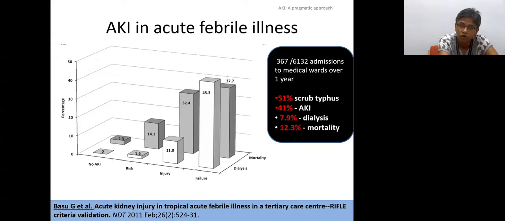And close to 41% of these patients had acute kidney injury, but you see a much lower requirement for dialysis and mortality, probably because this looked at all patients with acute febrile illness, and it's probable that patients here have better access to care and reach us earlier.